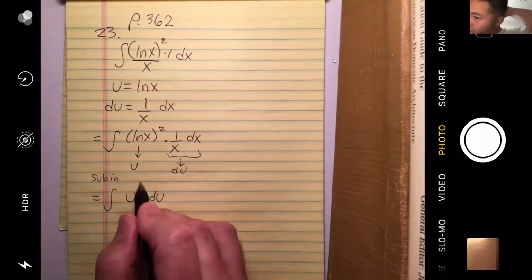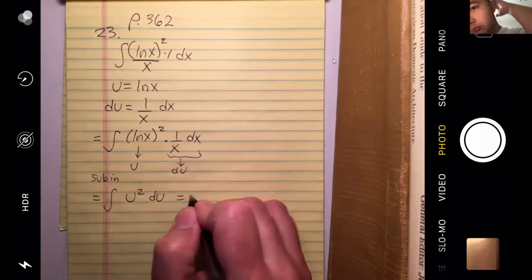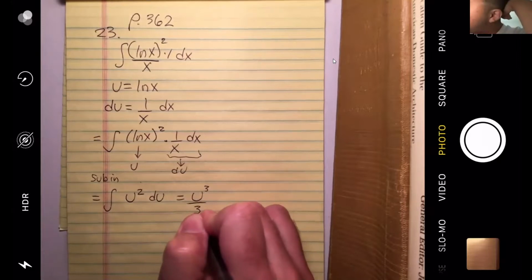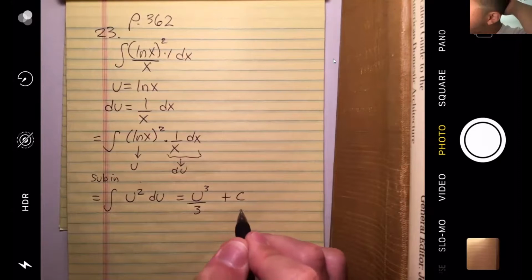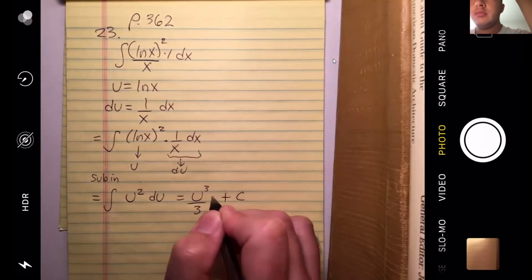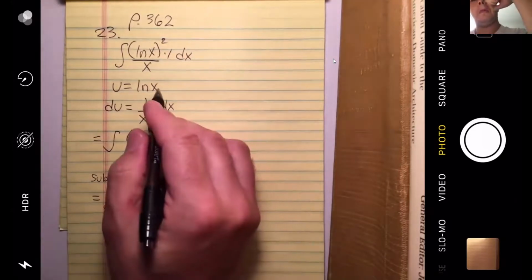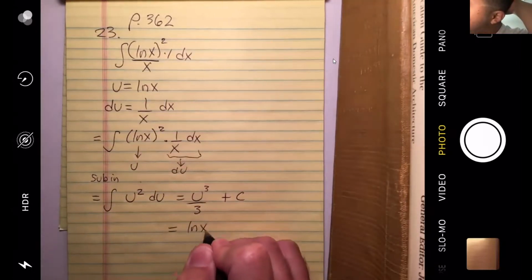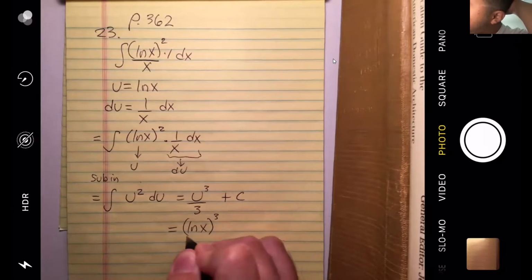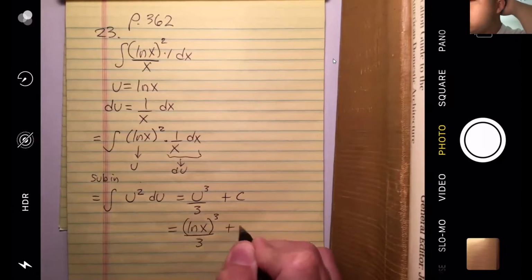Now this works out by straight power rule. Antiderivatives here, you add 1 to the power and divide by that. So this is u cubed divided by 3 plus c. And once again, I only need to plug back in for the u up here. Final answer, log of x cubed divided by 3 plus c.